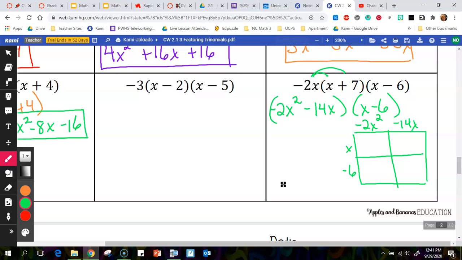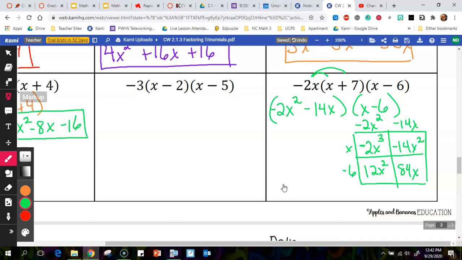Just be really careful when you multiply here. -2x squared times x is -2x cubed. -14x times x, -14x squared. This is going to be -6 times -2x squared. That is 12x squared. And -6 times -14x, I think that's going to be positive 84x, I believe.